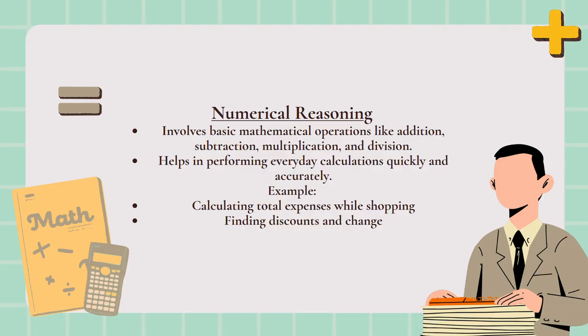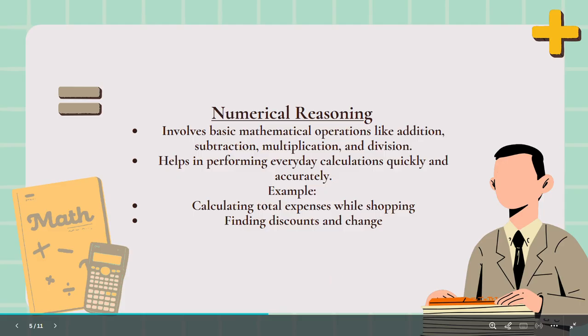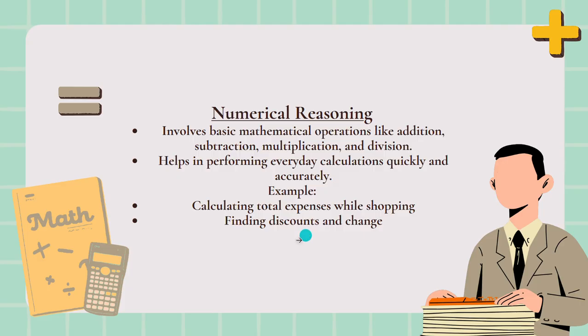For example, if we are traveling in a bus and we have given 50 rupees to the conductor and the ticket rate is 45 rupees, then we have to get 5 rupees back from the conductor. So we'll be using it in our daily life. Another example is calculating the total expenses while shopping. At the billing counter, the person will be calculating the amount for the things we took. And then we can find the discounts and change.